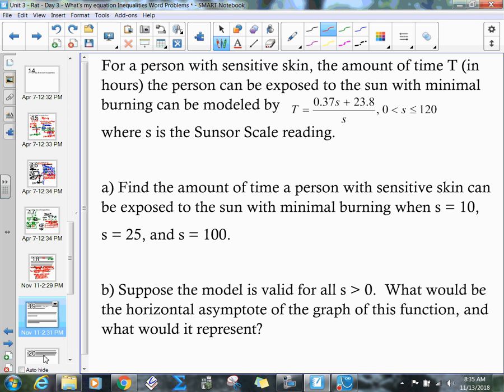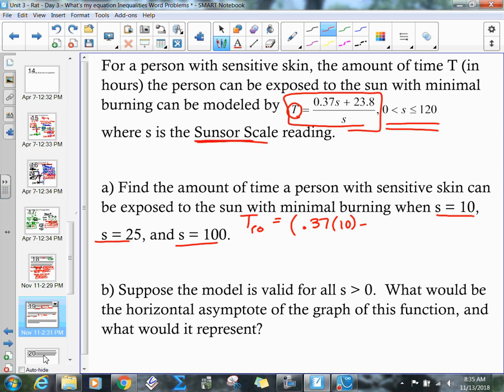Okay, for a person with sensitive skin, hello, that would be me, and all my redheaded children, the amount of time T in hours the person can be exposed to the sun with minimal burning can be modeled by this function. So this is time. S is the sunscreen scale, and it can go between 0 and 120. Find the amount of time a person with sensitive skin can be exposed to the sun with minimal burning. We have three things we're looking for: the different scale readings of 10, 25, and 100. So let's find the time for 10. There we go, 10. And so I'm plugging into my calculator.